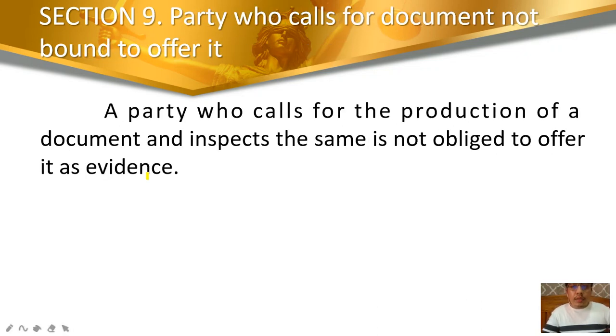Accordingly, a party who calls for the production of a document and inspects the same is not obliged to offer it as evidence. So that is understandable. Kung ikaw na party, you require the adverse party to produce the contract, for example, and you wish to examine it or inspect it, even if you did so, you are not obliged to offer it as evidence.